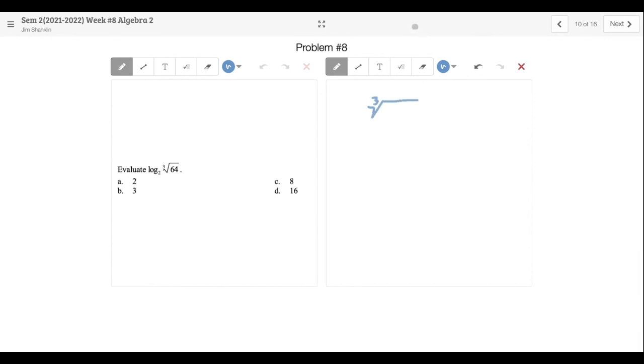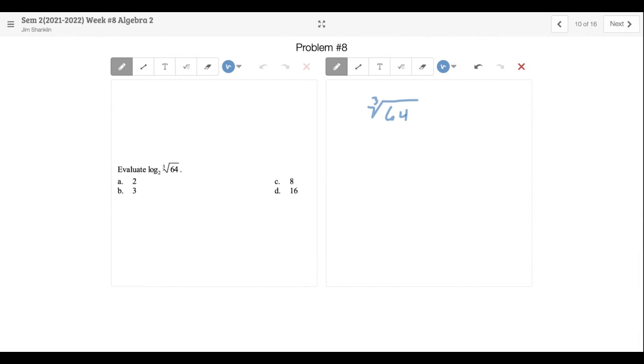How can you rewrite the third root of 64 as an exponent? Does anybody remember how to do that? How do you rewrite the third root of 64 as an exponent? That's why we get rid of them, Samantha. If you don't like radicals, rewrite as an exponent. What is the third root of 64 as an exponent?